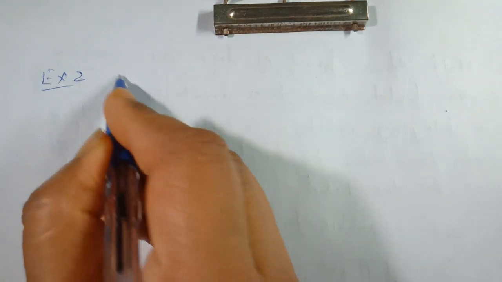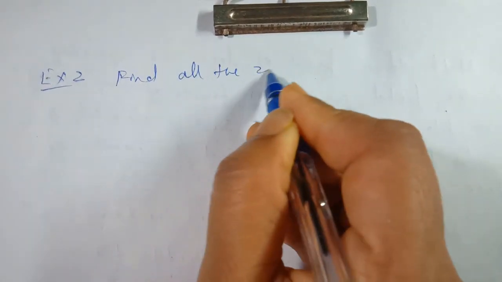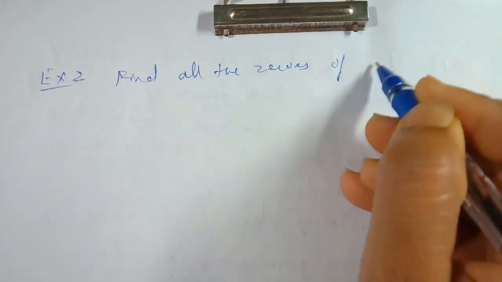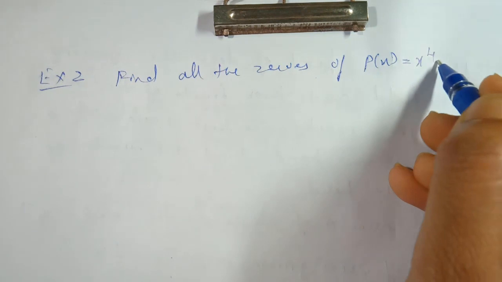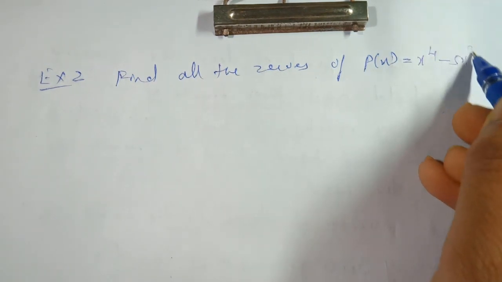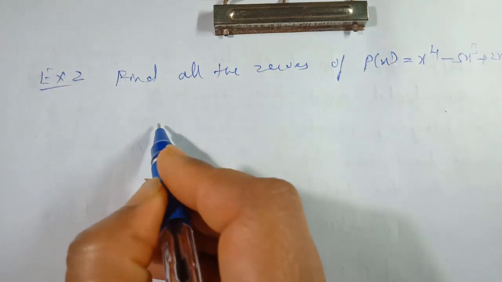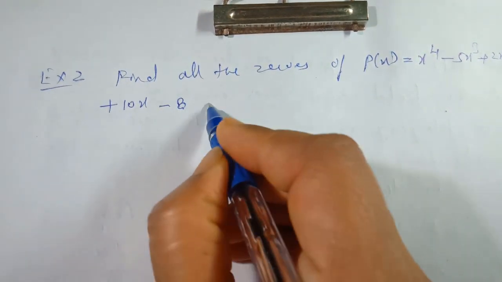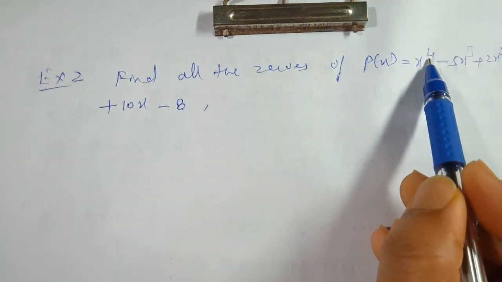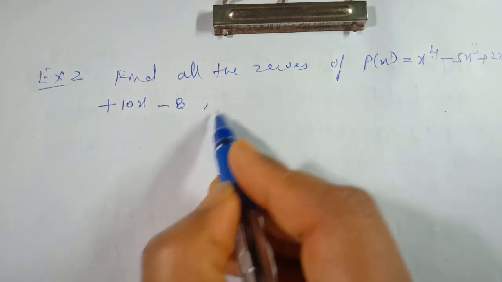Example number 2. We have to find all the zeros of the polynomial. Let us denote it by p(x). X raised to the power 4 minus 5x cube plus 2x square plus 10x minus 8. Now here the polynomial is of degree 4. When the degree 4 is given, it means 2 zeros will be given.